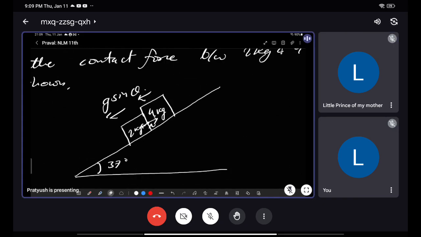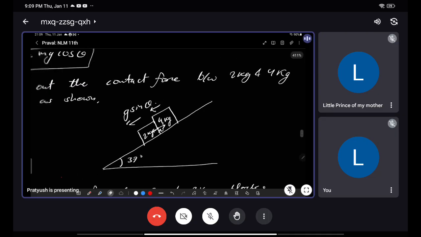We need to find out the contact force. Here this line is in contact with one another. 2 kg is applying force on 4 kg and 4 kg will be applying force on 2 kg. And because of gravity it is going in downward direction. This acceleration will be of g sine theta.